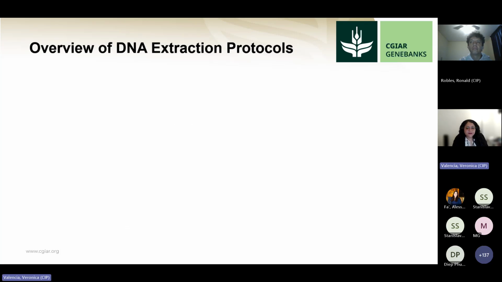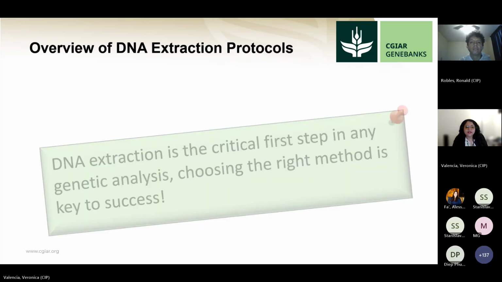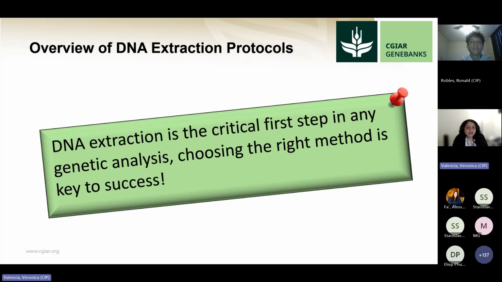So the first thing we need to have in mind, and it's something Ronald also said, is that DNA extraction is the critical first step in any genetic analysis, and choosing the right method is key to success. So even if we have very modern sequencing techniques, everything starts with a good DNA extraction, and it's something we have to be very careful of.